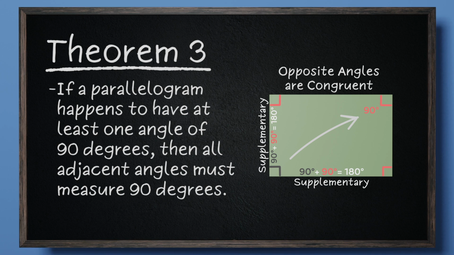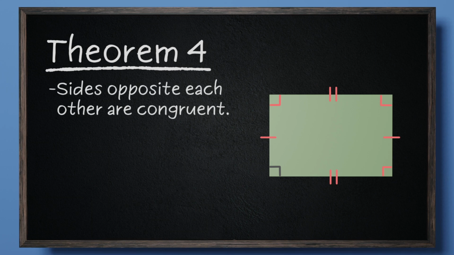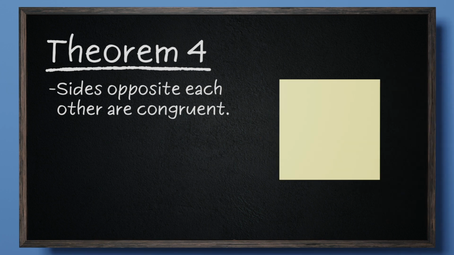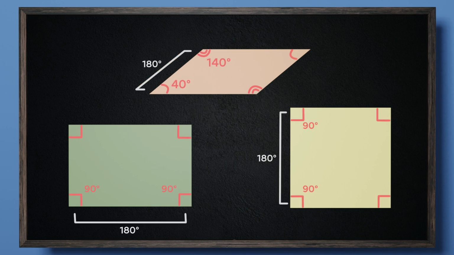Rectangles can also help us understand the last major property of a parallelogram. As we already know from rectangles, the sides opposite each other are congruent, and it's the same for all parallelograms, including those that are not rectangles. Fun fact, squares also satisfy the properties we've just discussed. They are parallelograms too. In summary, parallelograms have congruent opposite angles, supplementary adjacent angles, and congruent opposite sides.